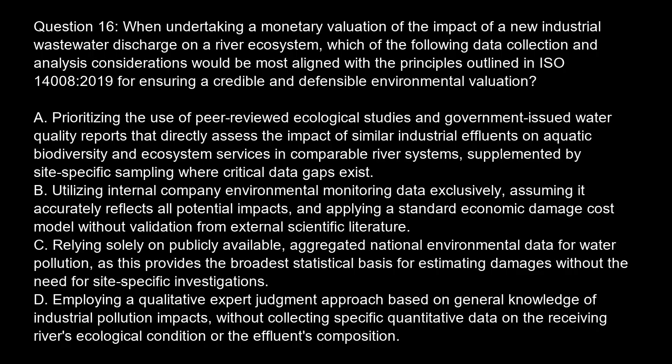Option A. Prioritizing the use of peer-reviewed ecological studies and government-issued water quality reports that directly assess the impact of similar industrial effluents on aquatic biodiversity and ecosystem services in comparable river systems, supplemented by site-specific sampling where critical data gaps exist. Option B. Utilizing internal company environmental monitoring data exclusively, assuming it accurately reflects all potential impacts, and applying a standard economic damage cost model without validation from external scientific literature.